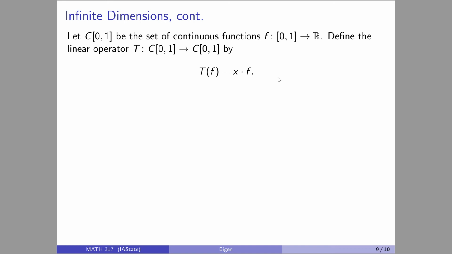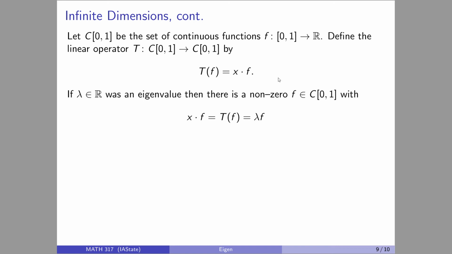Now, that's totally a linear operator. Let's say you had an eigenvalue. Well, an eigenvalue would mean that there is a non-zero function that satisfies T of f is equal to lambda times f. In other words, there is a non-zero continuous function with the property that scaling the function is the same thing as multiplying the function by x, and immediately you should be suspicious and go, there's no function that could possibly do this, right?